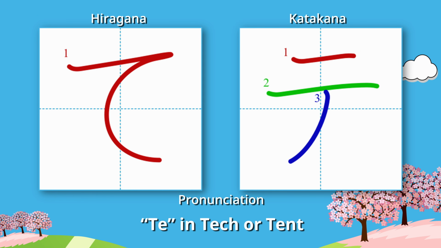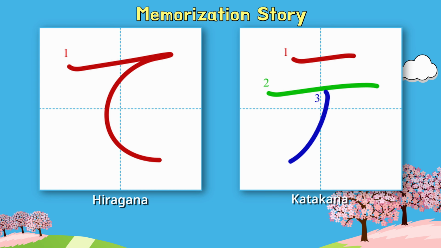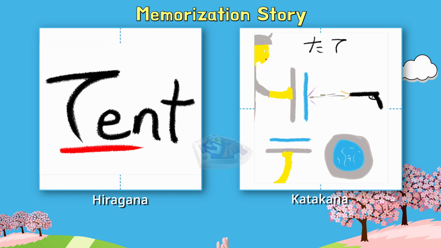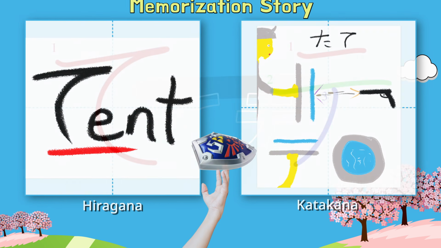Both the hiragana and katakana te look a lot like a stylized English T. If the extra line in the katakana te throws you off though, you could imagine an arm holding a magic shield, which is useful because tate in Japanese means shield.